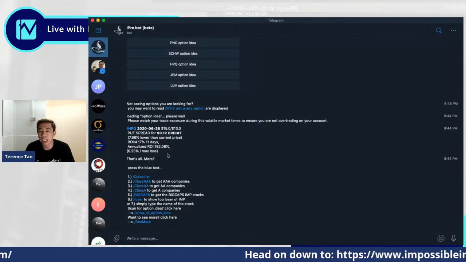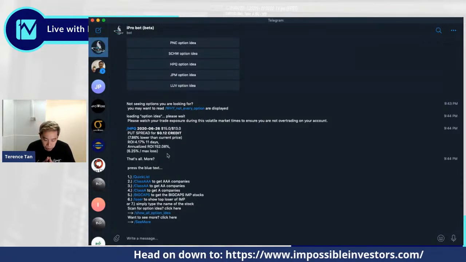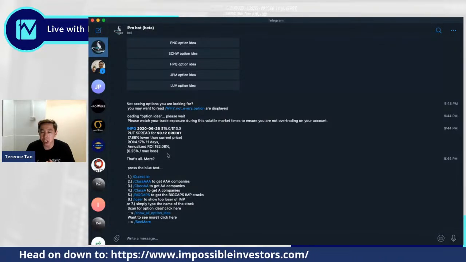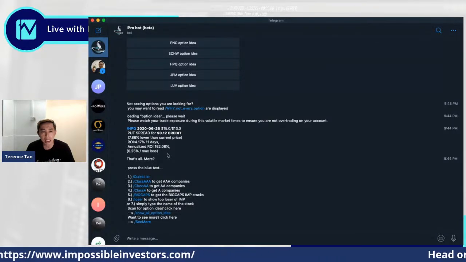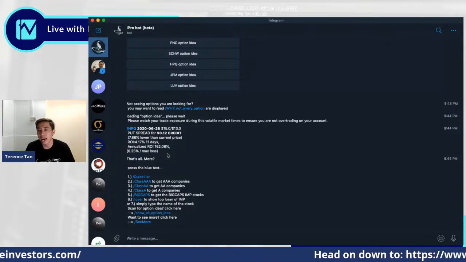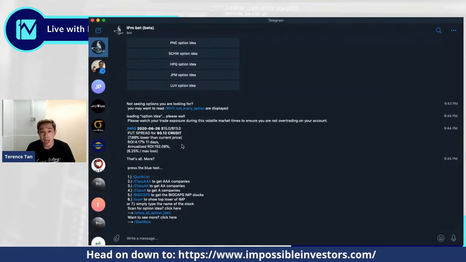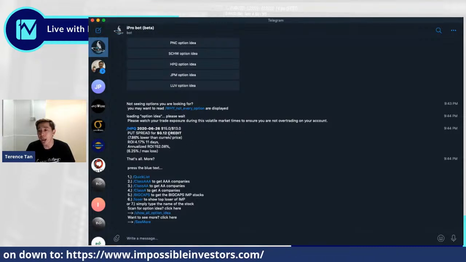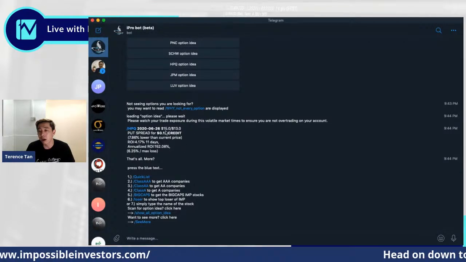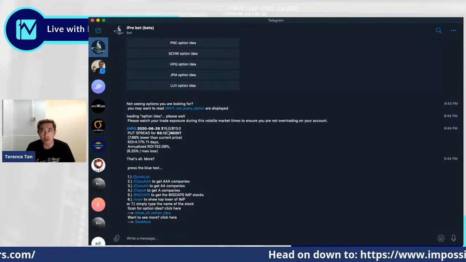6.25% max loss over here, right now. That's where our algorithm has gone all the way backwards for the last 10 to 15 years and really tested out, based on where HPQ is trading today and where we're selling this put spread, the put strike effectively.